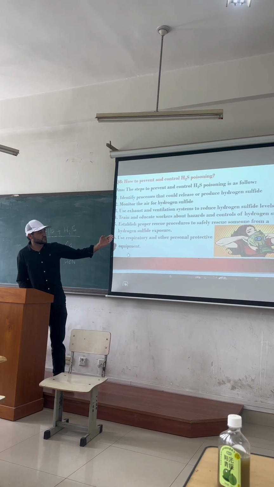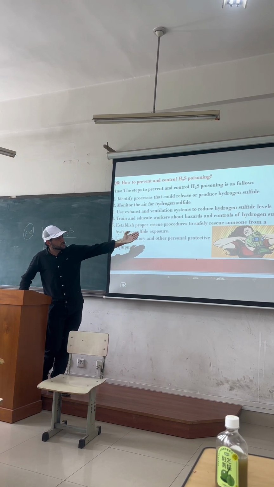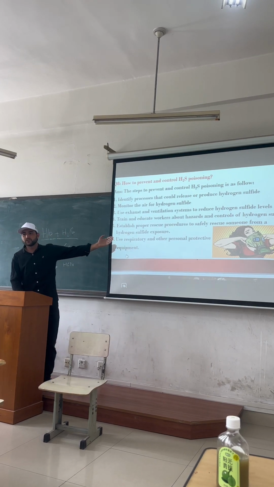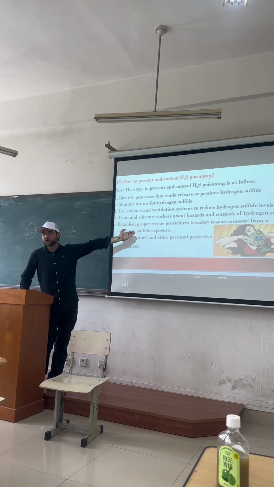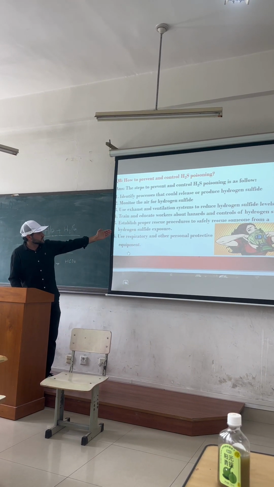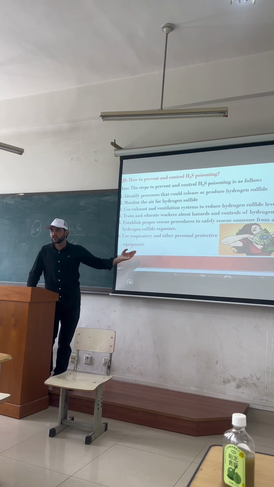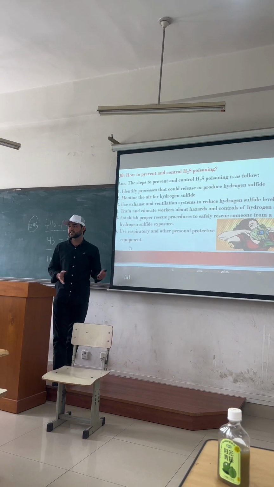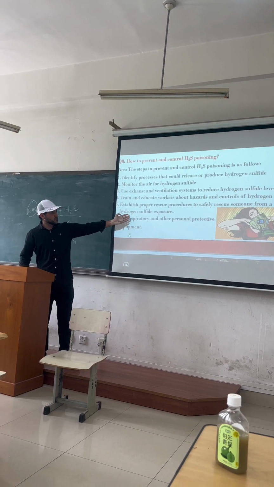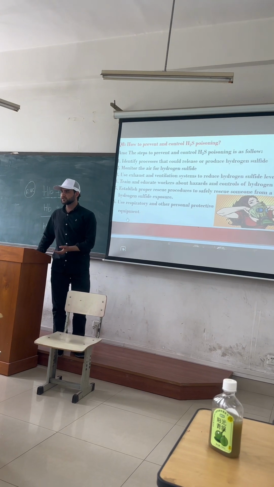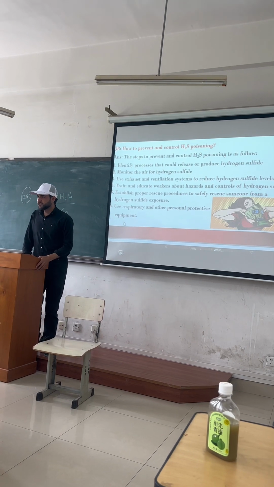Number four is to train and educate the workers working in the industry about the hazards and controls of hydrogen sulfide. So when there is any emergency or unfortunate situation, the workers will know how to deal with it. And the fifth thing is to establish a proper rescue procedure to safely rescue someone from hydrogen sulfide exposure, like providing first aid kits and having nurses or doctors in the industry, so that whenever someone is poisoned with hydrogen sulfide, he will be quickly rescued.